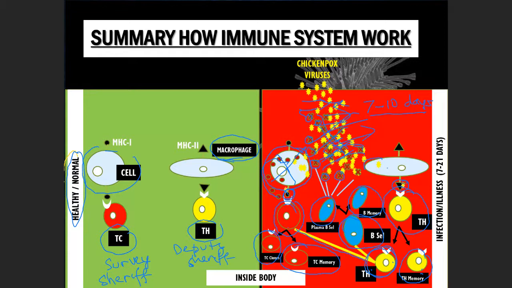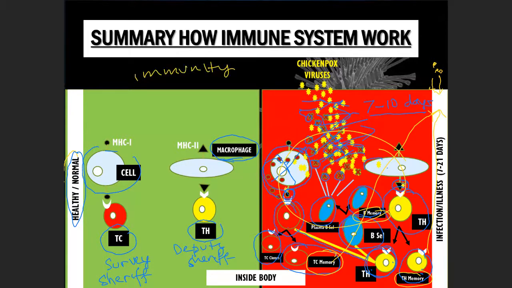Now, when a second chickenpox virus infection comes, after several months, for example, we will not perform this process again. Because what? Because we have this memory cell. The memory cell will recognize that chickenpox, and then they will destroy it right away. So we don't have the disease anymore. This is what we call immunity. So we become immune against chickenpox after we have the infection.